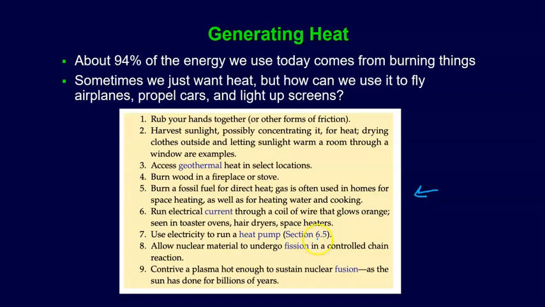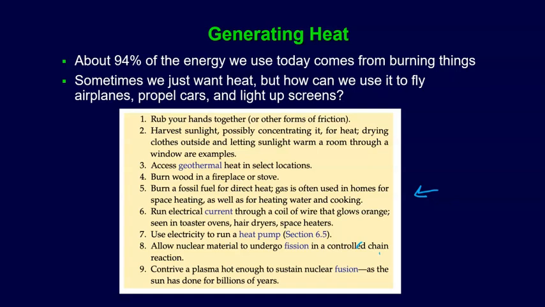Run electrical current through a coil of wire that glows orange. This is like a toaster or a hair dryer or a space heater. Use electricity to run what's called a heat pump. We'll again talk about those. And then the last two are looking at nuclear reactions.